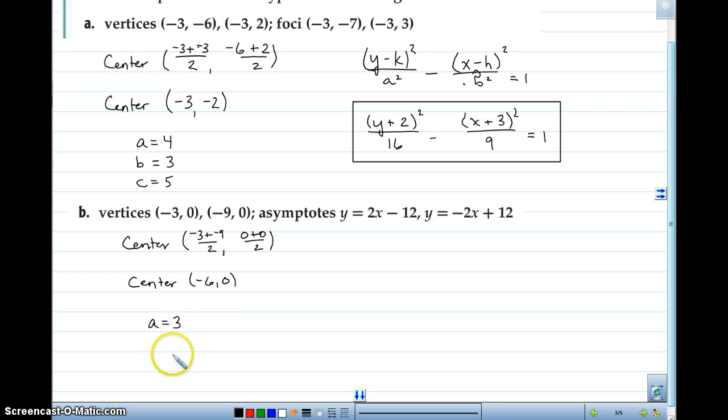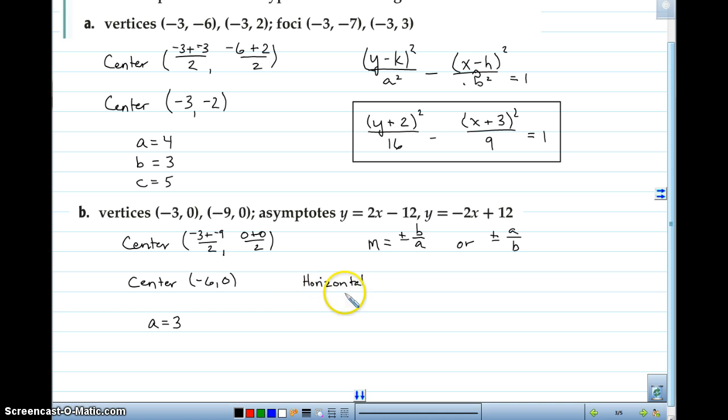Okay, but now I need to either find b or c. I don't know anything about the foci, but I do know the asymptotes. And the asymptotes are supposed to have a slope that would equal either plus or minus b over a, or plus or minus a over b. It depends which type of hyperbola you have. So I need to look at the vertices and see which way they're aligned. They have different x values, so it's going to be a horizontal ellipse, or sorry, horizontal hyperbola.